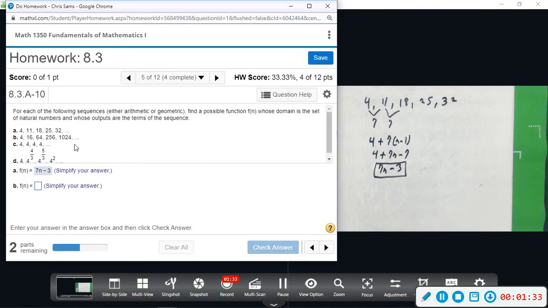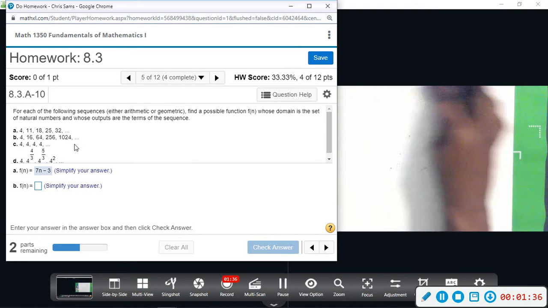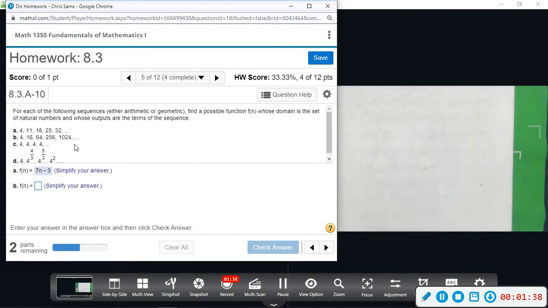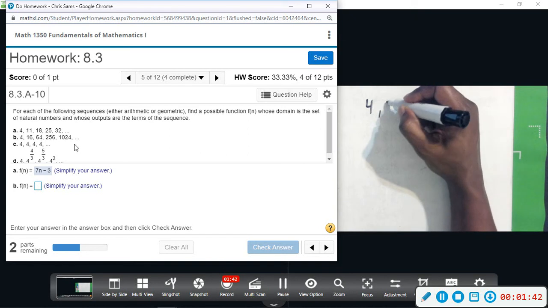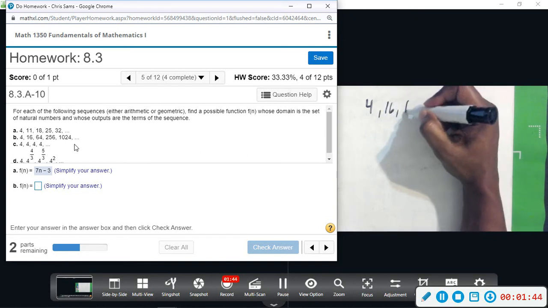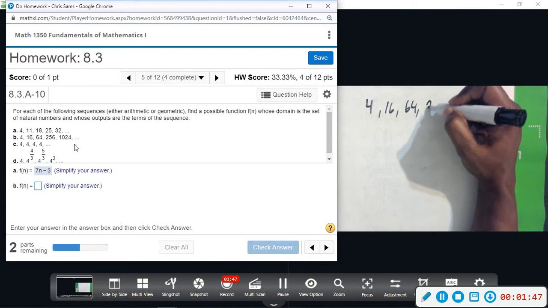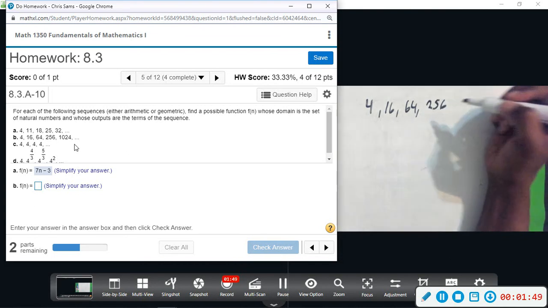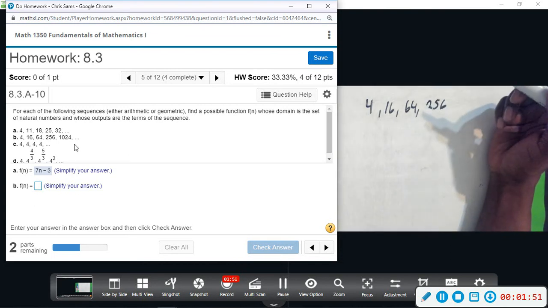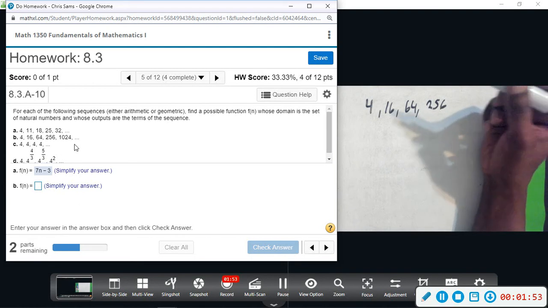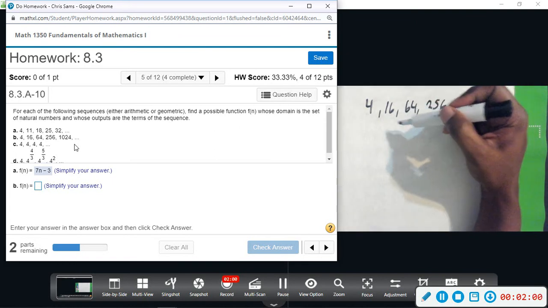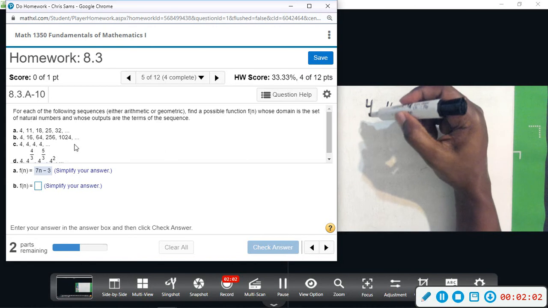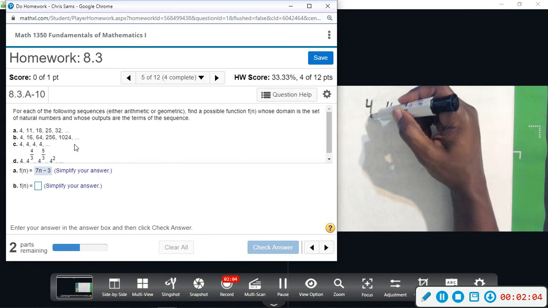Alright, for the next one, we have 4, 16, 64, 256, etc. So this is getting really big, really fast. Definitely not adding something, because the difference here is 12, and the difference here is a lot more than 12. So let's try multiplying.